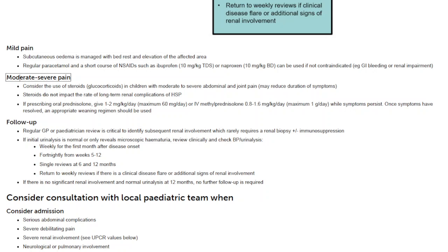Moderate to severe pain. Consider the use of steroids, glucocorticoids, in children with moderate to severe abdominal and joint pain, may reduce duration of symptoms. Steroids do not impact the rate of long-term renal complications of HSP. If prescribing oral prednisolone, give 1-2 mg/kg/day, maximum 60 mg per day, or methylprednisolone 0.8-1.6 mg/kg/day, maximum 1 g/day, while symptoms persist. Once symptoms have resolved, an appropriate weaning regimen should be used.